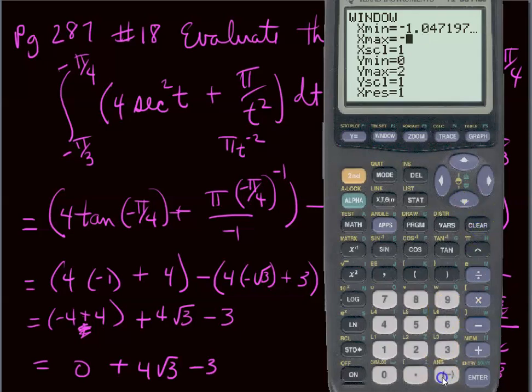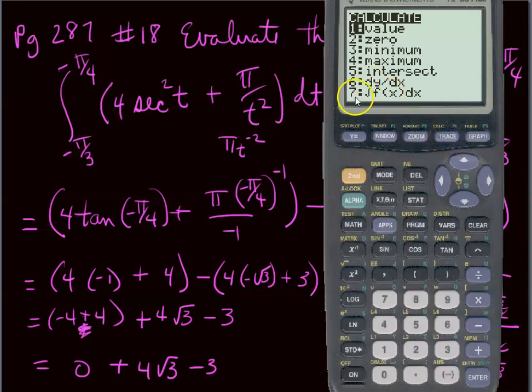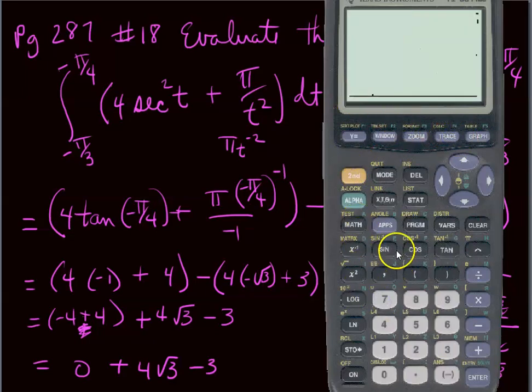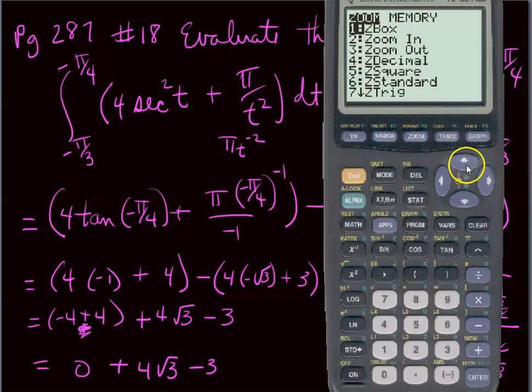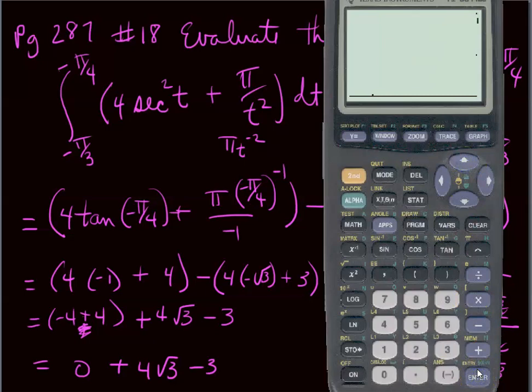Just a second. Negative pi over 4. Now, sometimes what can happen here is things get rounded the wrong way, and I'll show you what's going on. If we do a second calc with this number 7... Oh, we've got to do a zoom fit. Just a second. Zoom fit. There we go.